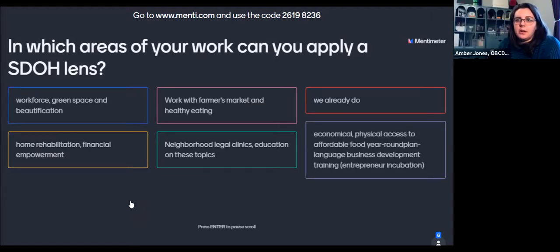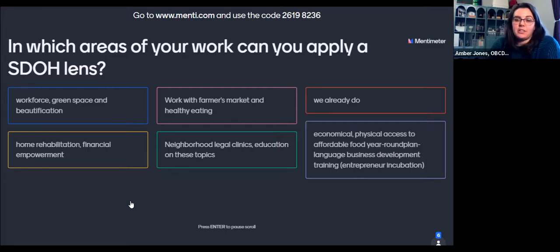All right. I saw another one pop up. Physical access to affordable food year round. Language, what is that? Plain language. Oh, year-round plan. There we go. I can read. Language, business development, and business development training.